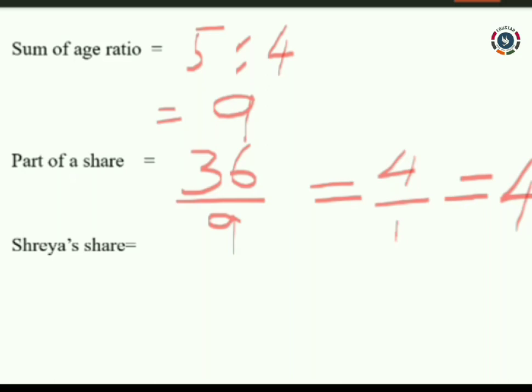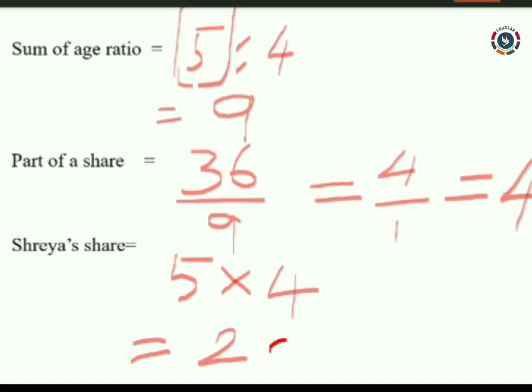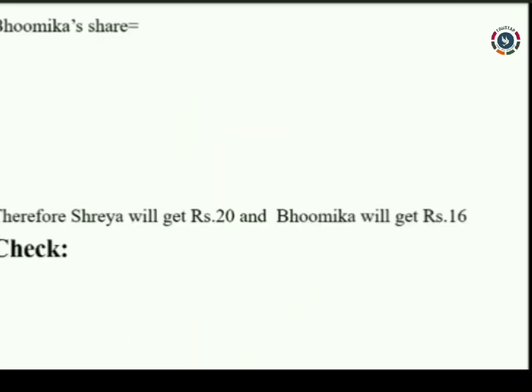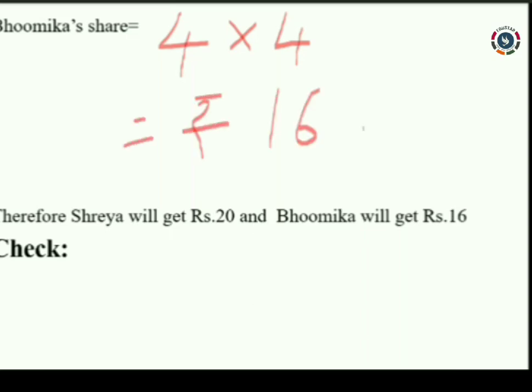Now, shall we find Shreya's share? First, Shreya's age ratio is 5, right? So, 5. Your part of share is 4. You have to multiply it. You will get 20. So, Shreya's share is rupees 20. Next, we are going to find Bhumika's share. Bhumika's age ratio is 4 and the part of share is 4. You have to multiply these two. You will get rupees 16. So, Shreya will get rupees 20 and Bhumika will get rupees 16.